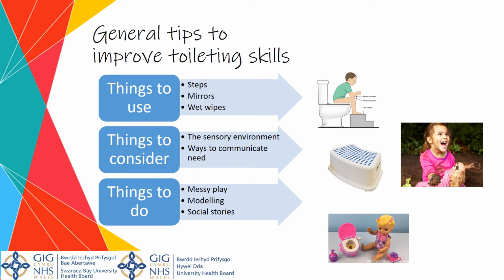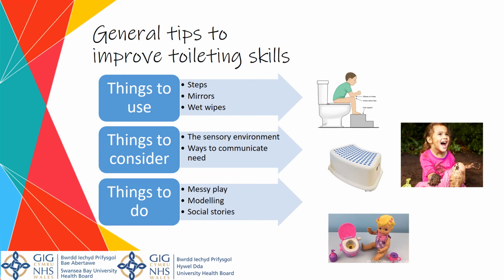Some general toileting tips include considering a step, which can be helpful to make transfers easier and provide extra stability when seated as the child's feet are supported. Mirrors can be used by the child in the cubicle to check whether they are clean when wiping. Wet wipes provide increased sensation to the wiping area because they're cold and wet, so they provide the child with more feedback about where they're wiping, which can help them to be more accurate.